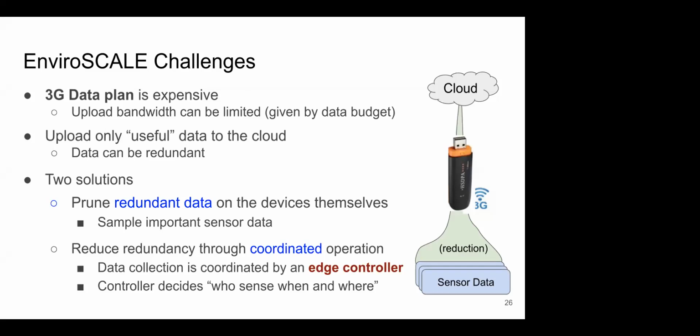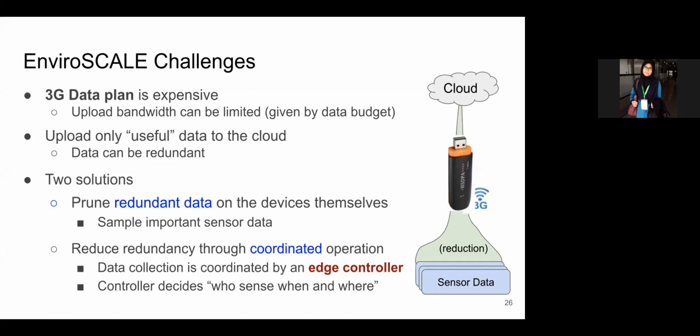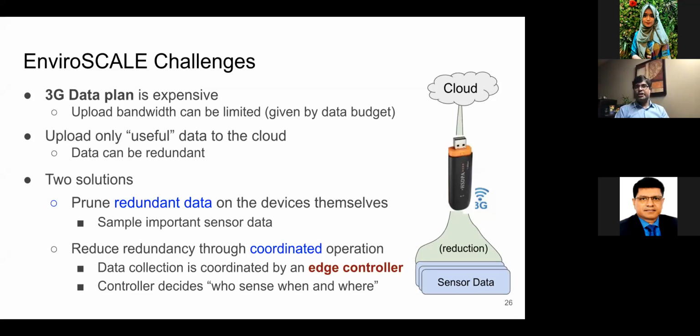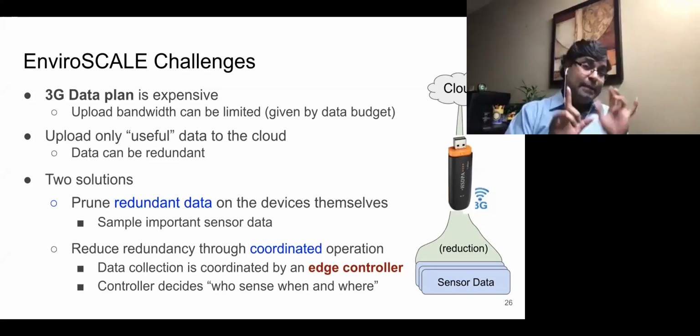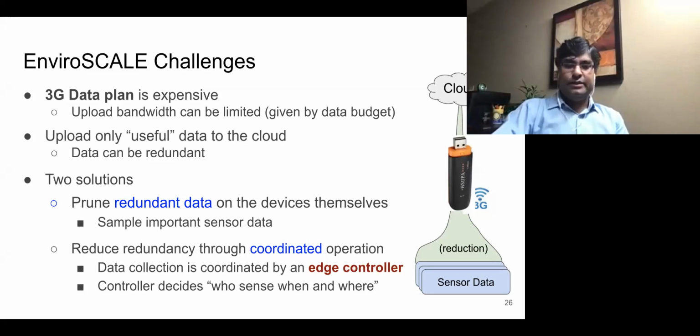There are two solutions that we worked on. One is to prune redundant data on the devices themselves. The sensors are on the device, and whenever the device captures data, it can prune or delete some data on its own and only upload important, interesting data. Another strategy is to reduce redundancy through coordinated operations, so that when a bunch of such devices are deployed in an area, they can coordinate so that redundant data is not captured. Redundant data can be captured, but it is not transported to the cloud, because our bandwidth is limited. We deploy an edge controller, as we'll see in a minute, and this controller will decide who is going to sense data, who is going to send data, and when.